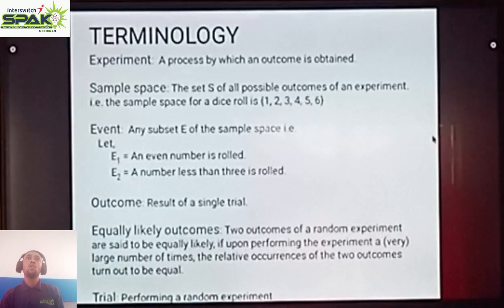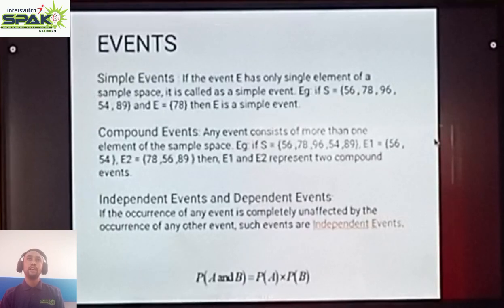That's outcome. We have equally likely outcomes. That is, 2 outcomes of a random experiment are said to be equally likely if, upon performing the experiment a large number of times, the relative occurrence of the 2 outcomes turn out to be equal. That is, equally likely outcomes. Then we have trial. Trial means performing a random experiment. So that is all about terminologies.